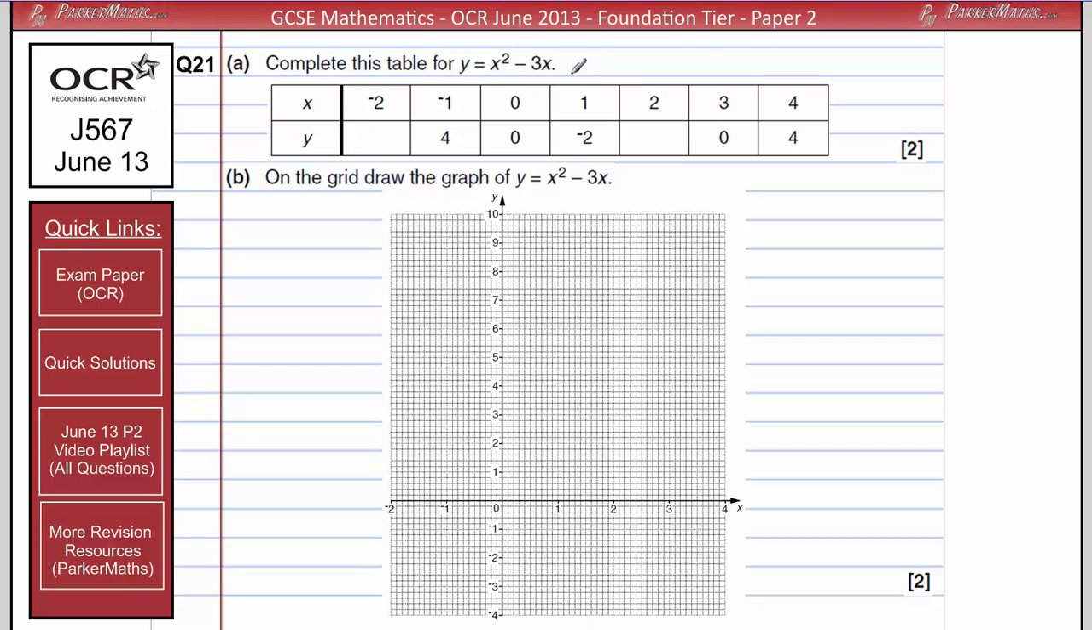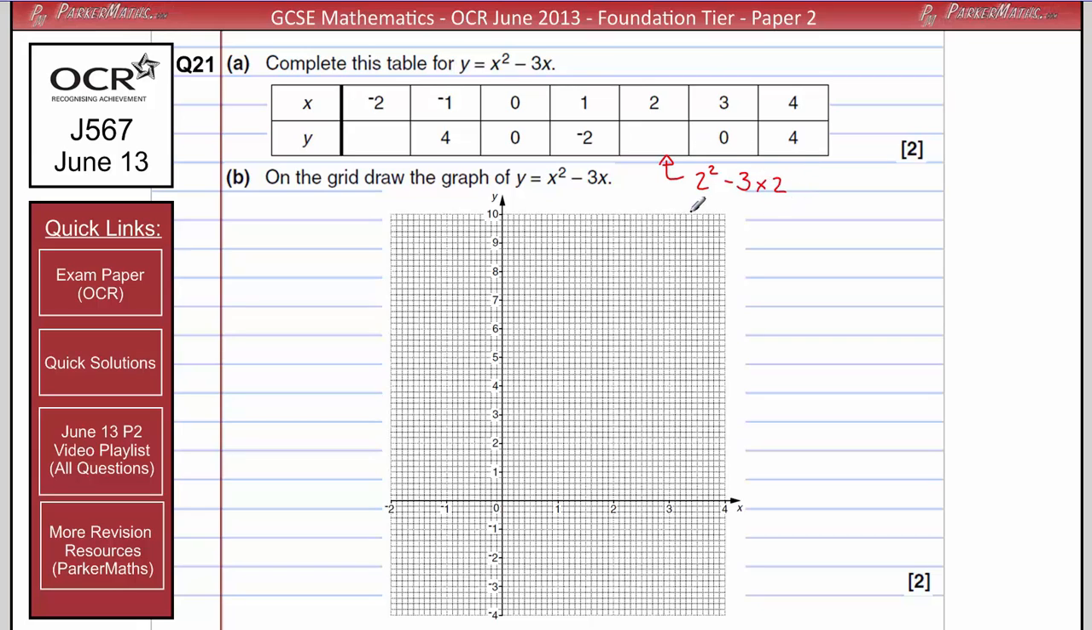Question 21a. Complete this table for y equals x squared minus 3x. So we're given most of the values and we've only got to fill in this one and this one. I'm going to do the positive one first. So to work out the number here, we are going to do 2 squared minus 3 lots of 2.